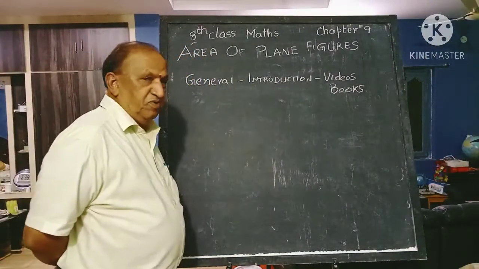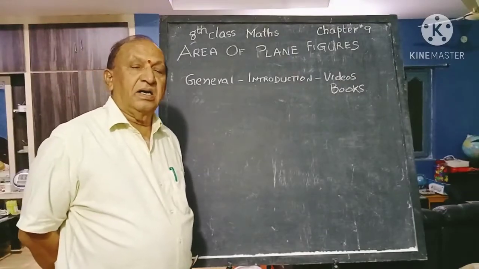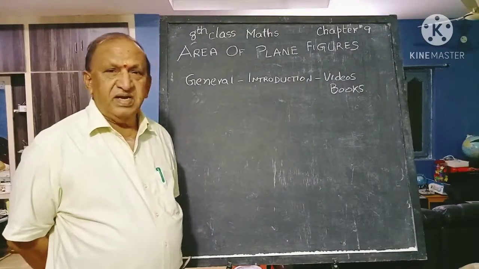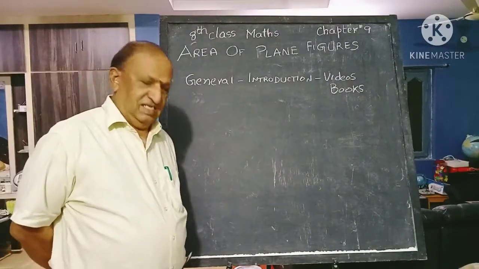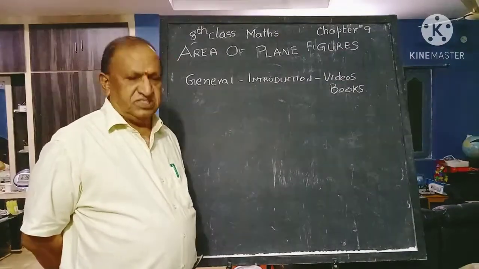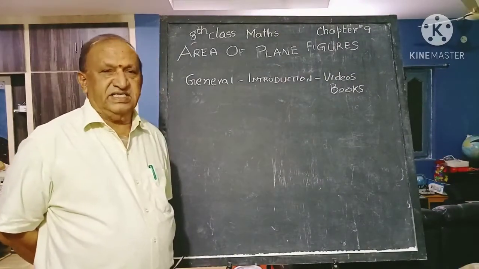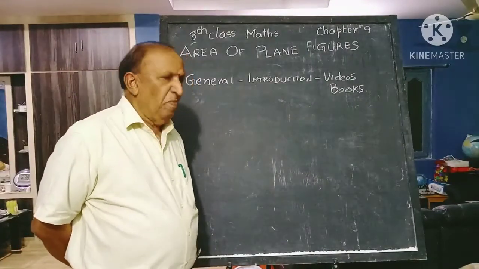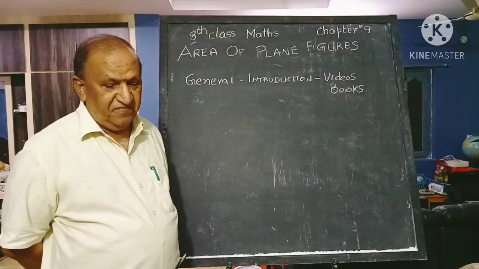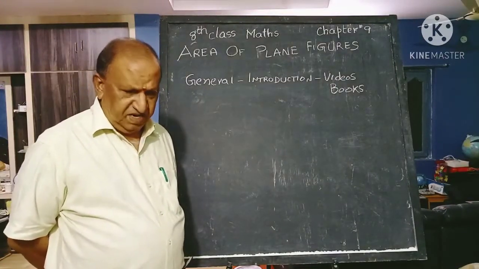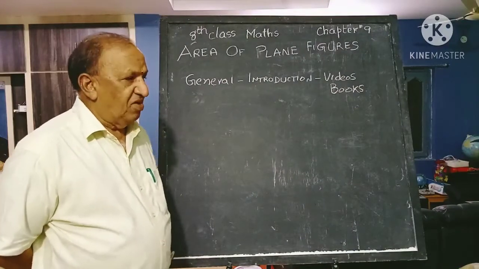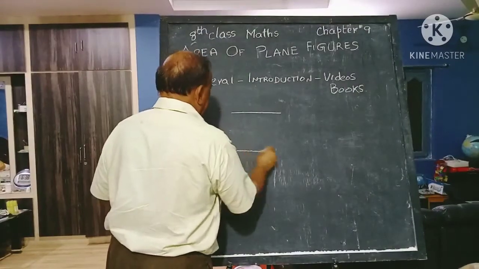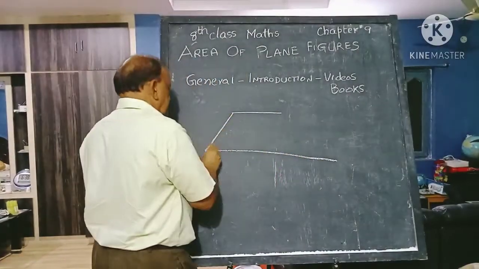Then we also talked about how to find the area of a rhombus, that is equal to half of D1 and D2, where D1 and D2 are the two diagonals. In the case of a rhombus, all the sides are equal and the diagonals bisect at right angles. They also gave you the formula for the area of a trapezium. Now suppose you have a quadrilateral and you want to find its area.